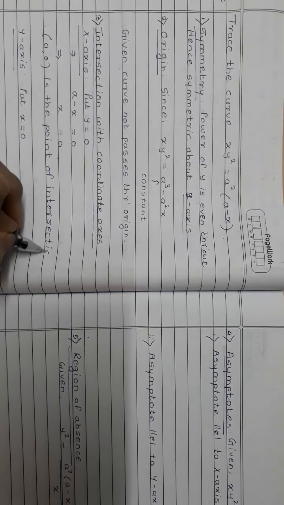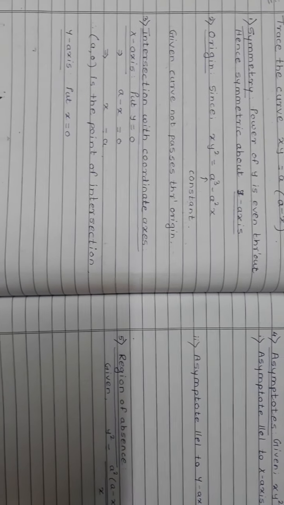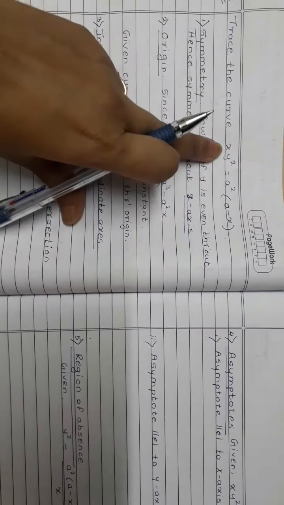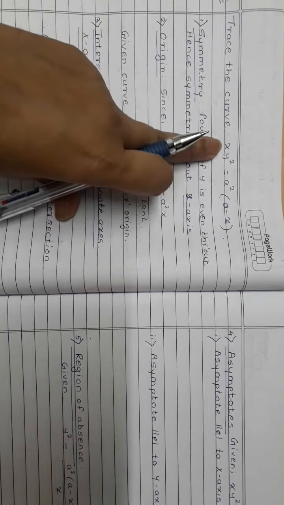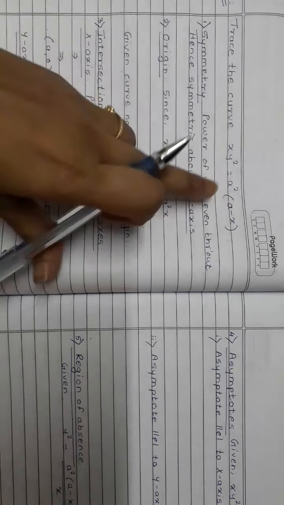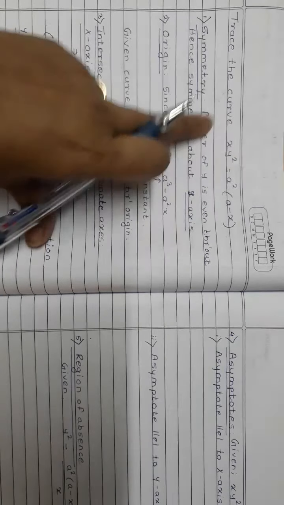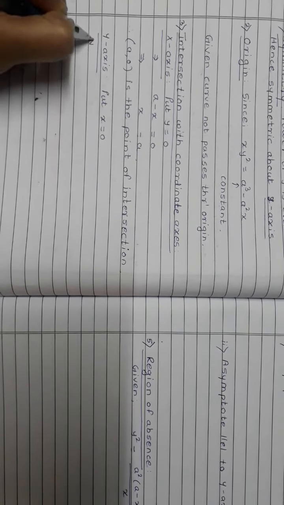Then the next thing we want to find out is the intersection with the y-axis. For that you need to substitute x equal to 0 in the given equation. Note that when you substitute x equal to 0, you get a cube is equal to 0. That doesn't mean anything, because if a itself is 0, then the curve is just x into y square, which cannot be 0. Clearly this case is not possible.